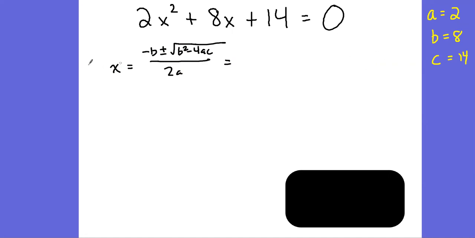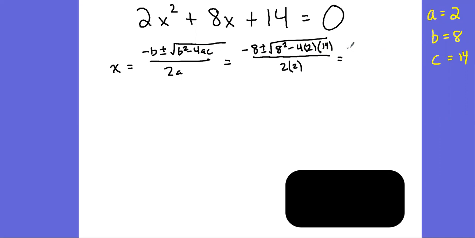Substitute in our values. So we have the opposite of b. If b is 8, the opposite of that would be negative 8 plus or minus b squared would be 8 squared, minus 4 times a is 2, and c is 14, all over 2 times a, which we already know a is 2.